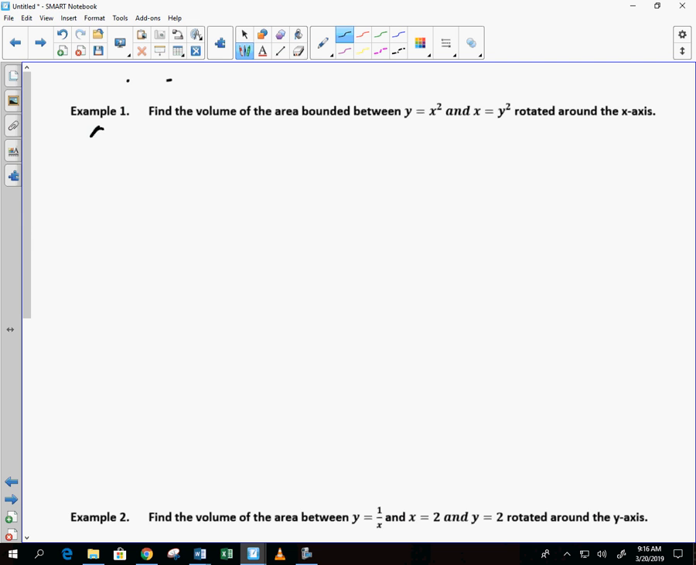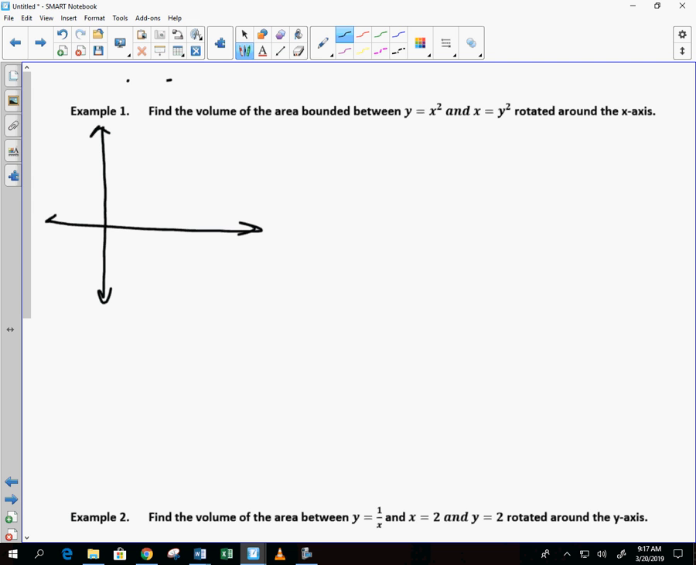Okay, here we go. This is a good classic example. When I say classic example, that means as you look at just about any textbook or many college teachers' classes, you're going to see this type of example given. Y equals x squared and x equals y squared. We're going to look at the area bound between those two. And it looks like we're going to rotate it around the x-axis.